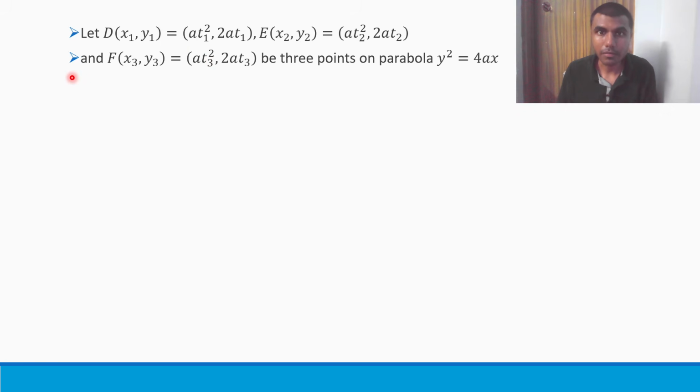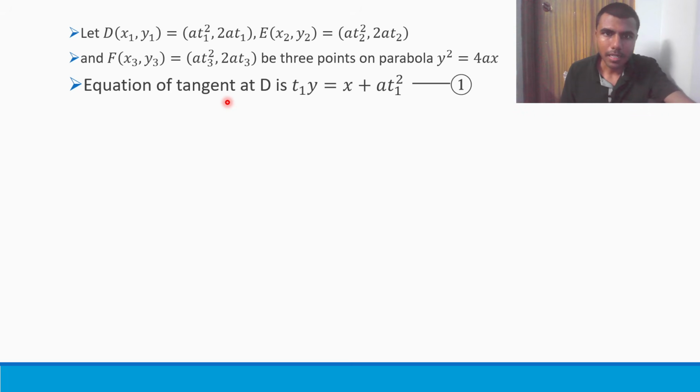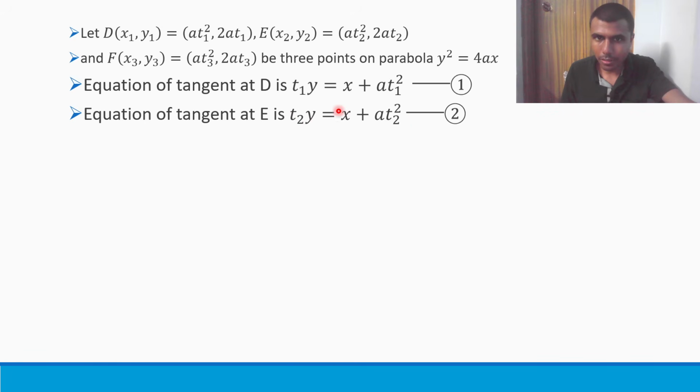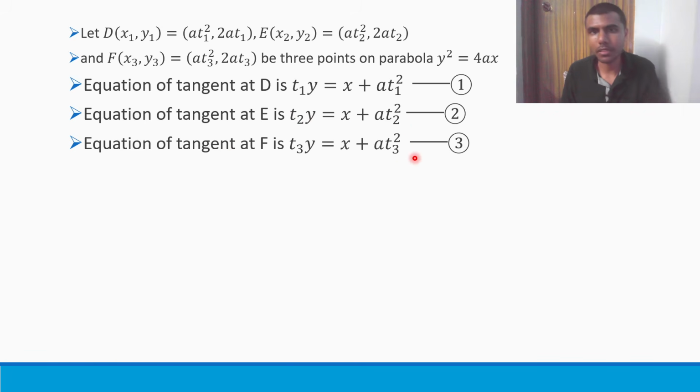Now what they are asking is, first we have to find the equation of tangent at D, at E and F. For that there is a simple formula. The equation of tangent at D is t1y = x + at1 square. At E it is t2y = x + at2 square, and at F it is t3y = x + at3 square. Mark them as equations 1, 2, 3. You can remember this. I don't want to cover that here, it's lengthy.